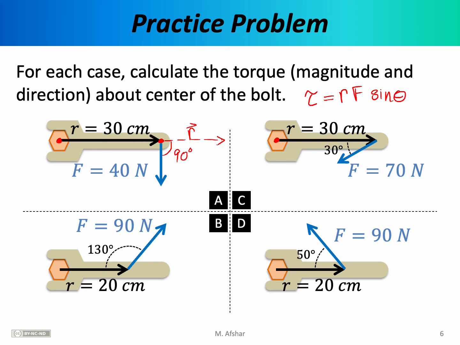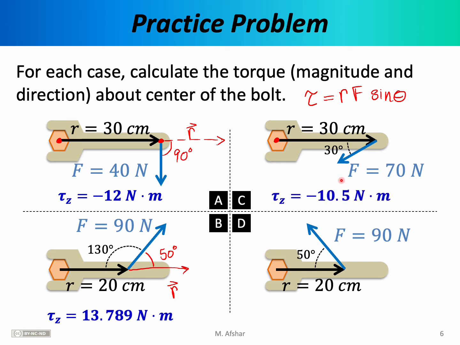In scenario B, you have to be a little more careful. If I move vector A and drop it off over here, I can see that the angle between the force vector and the position vector is going to be 50 degrees. Doing the calculations in this manner, you will find that the torque in scenario A has a magnitude of 12 Newton meters. In scenario B, it has a magnitude of 13.789. In scenario C, it has a magnitude of 10.5. And scenario D, it has a magnitude of 13.789.